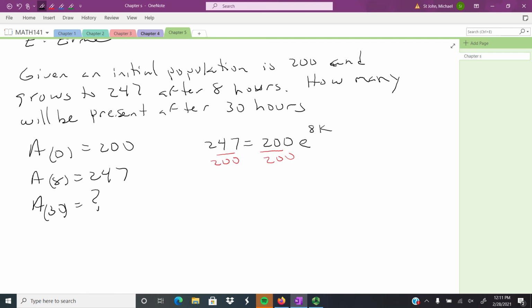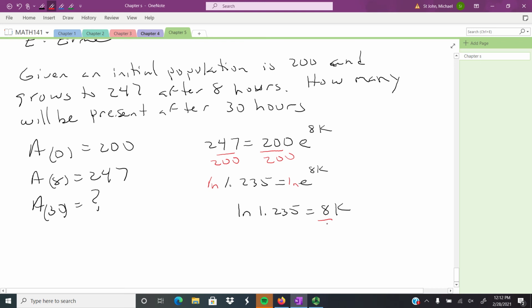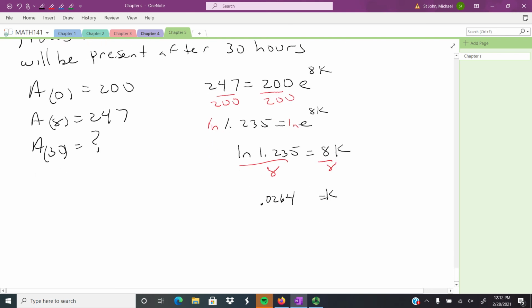And so 1.235 equals e to the 8k. And then we can take the natural log. So the natural log of 1.235 equals 8k. And then we could divide by the 8. And we get our k value. And in this case, we get 0.0264.